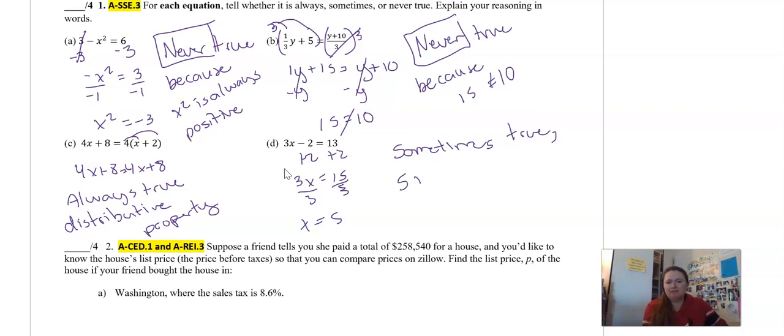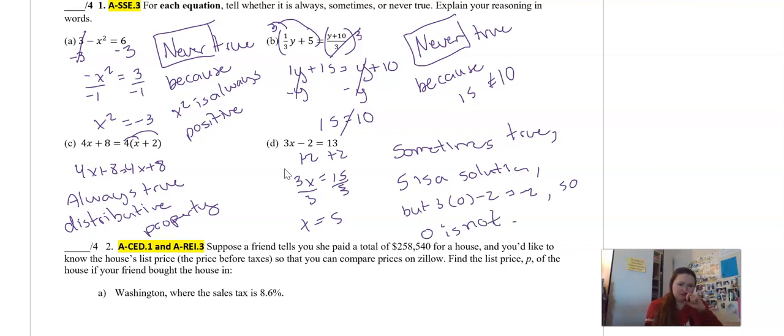So 5 is a solution, but 0 isn't. So I just plugged 0 in really quick to show that 0 does not work. So that proves that this is sometimes true. Okay, so that's what you should have for the first problem. For A, you should have never, B should be never, C is always, and D is sometimes. And you should get that x equals 5. Okay, so hopefully that one wasn't too bad, although those first 2 are a little tricky.